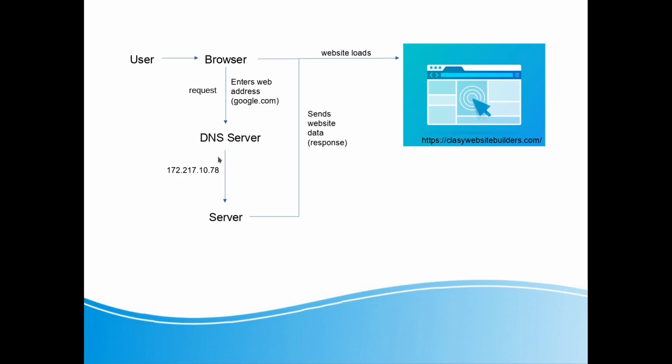DNS server is like a dictionary which maps each URL to its IP address. Now the DNS server finds the IP address of the entered URL and gives it back to the browser. Then the browser redirects to the server. Server responds with the required website data and sends it to the browser. And the browser knows how to render the website data, and finally the website gets loaded.